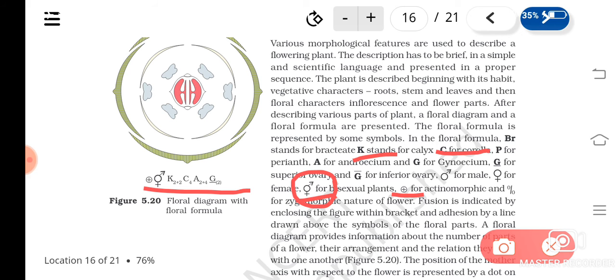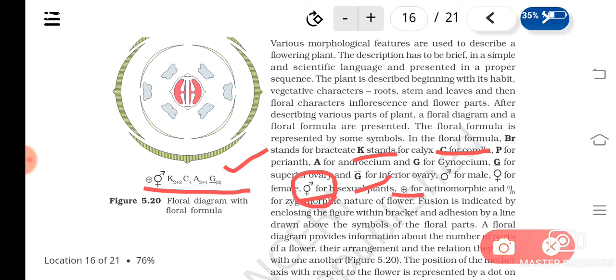But you see, it is also arranged in 2 levels. One set of 2 is there and another set of 4 is there. That's why it is represented as 2 plus 4. Is it clear? Now, gynoecium is represented by G. Understood? See, here I'm describing this formula. Whether the gynoecium is superior or inferior, here it is showing that the gynoecium is superior.